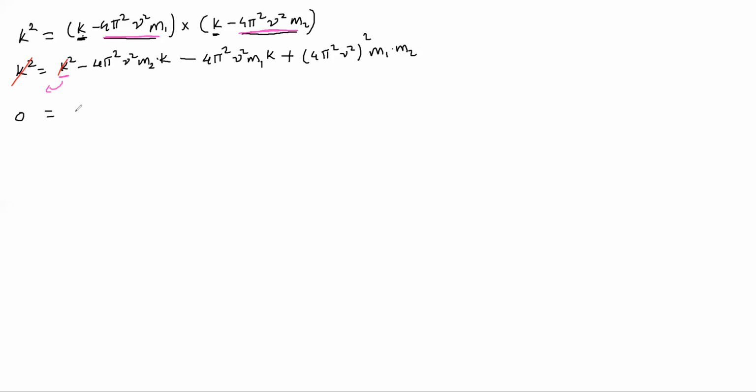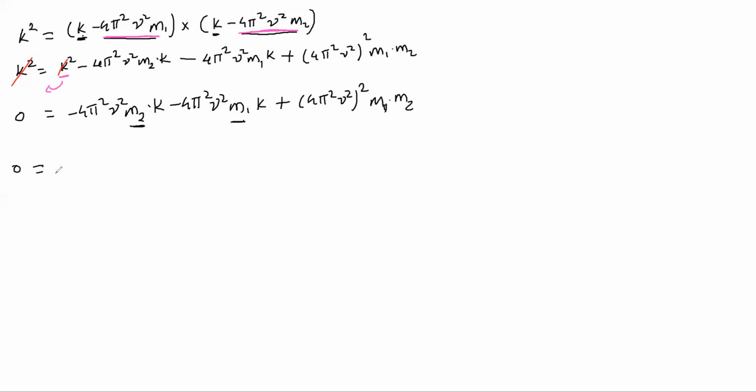So it will be 0 and the rest of the terms are as they are. So minus 4 pi square mu square m2 times k minus 4 pi square mu square m1 k. The remaining term is as it is, plus 4 pi square mu square bracket square m1 times m2. Here we can also take m1 m2 as a common factor.